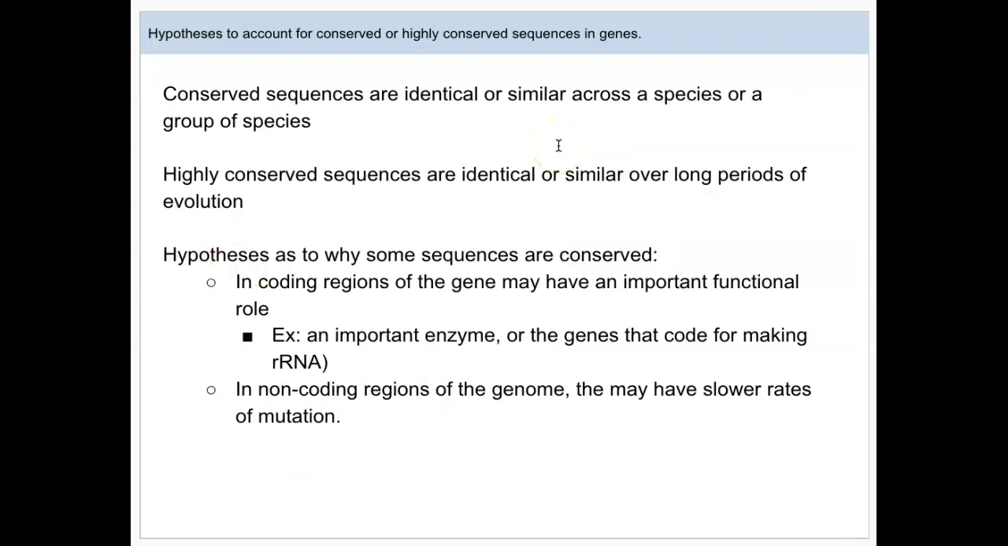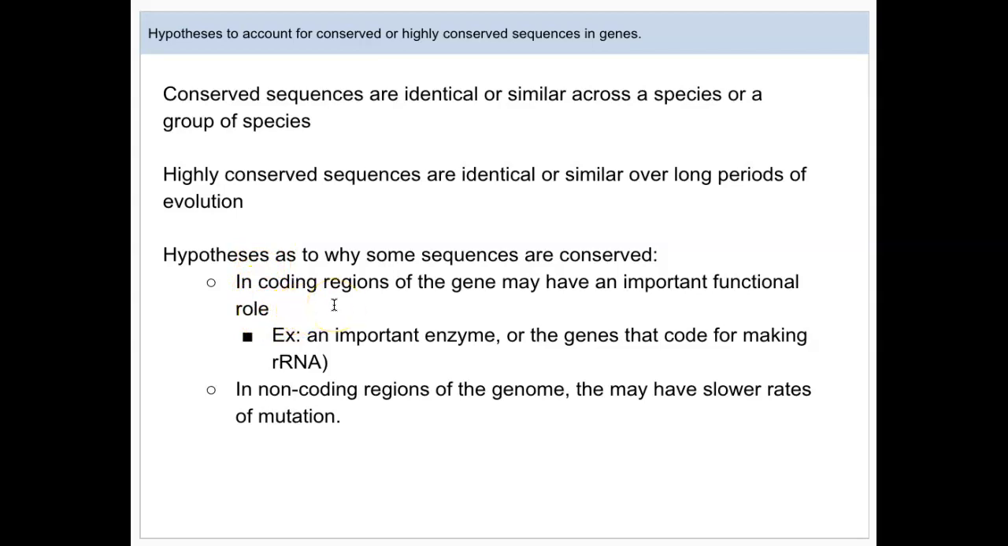Some sequences are going to be more conserved than others. Conserved sequences are sequences that have not changed very much over time. So when we look at a species, these particular sequences have remained identical or at least very similar over a period of time. Some sequences are highly conserved, which means they have remained unchanged or very similar over extremely long periods of evolutionary time. There are hypotheses out there as to why some sequences are more conserved compared to others, because some sequences are known to be quite variable.